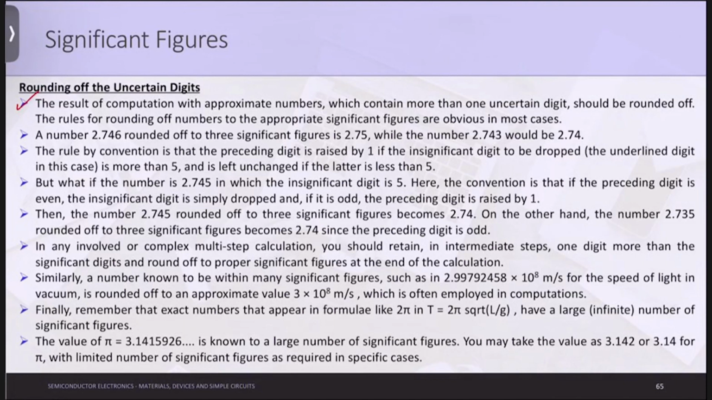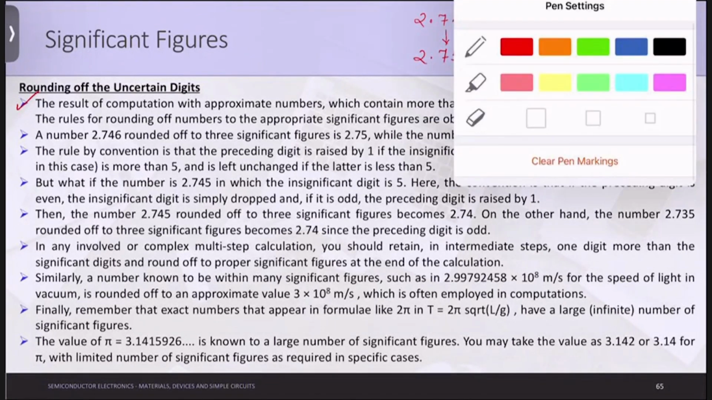Let's move on. A number 2.746 rounded off to three significant figures is 2.75. See, it's quite evident. It's 2.746, right? So when we round off to three significant figures, as this has four significant figures, as you can see, it will be 2.7 then 4, 6, and because this is greater than 5, we can directly write the 4 to be 5. Okay, so this has been rounded off to three significant digits. Fine. While the number 2.743 would be 2.74. Why? Because the last uncertain digit is less than 5. So this thing is explained.